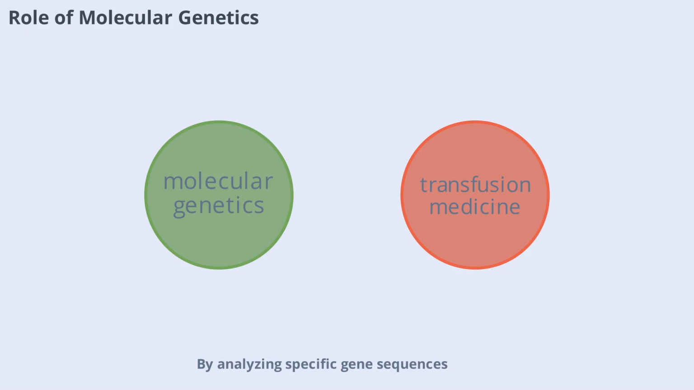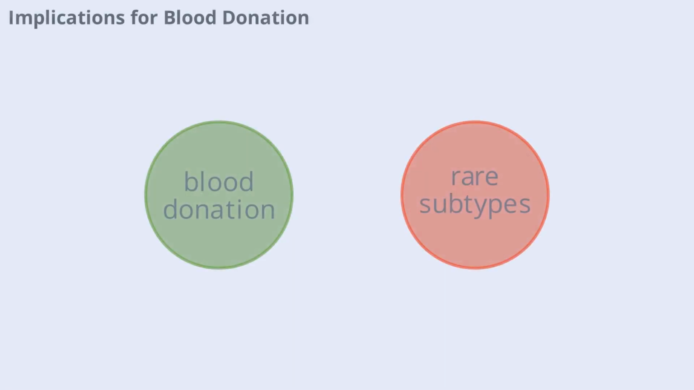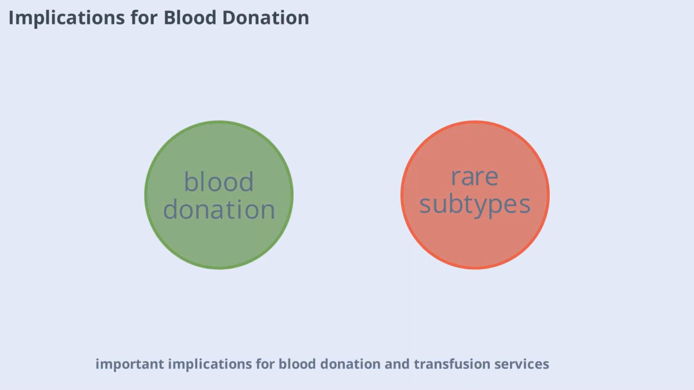By analyzing specific gene sequences, clinicians can identify rare blood group subtypes that might be missed by serology alone. In this case, molecular testing provided definitive evidence of the AM subtype, guiding both diagnosis and treatment. Identification of rare blood group subtypes has important implications for blood donation and transfusion services.